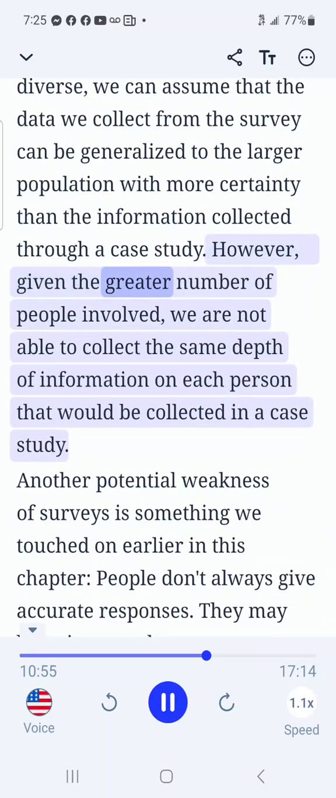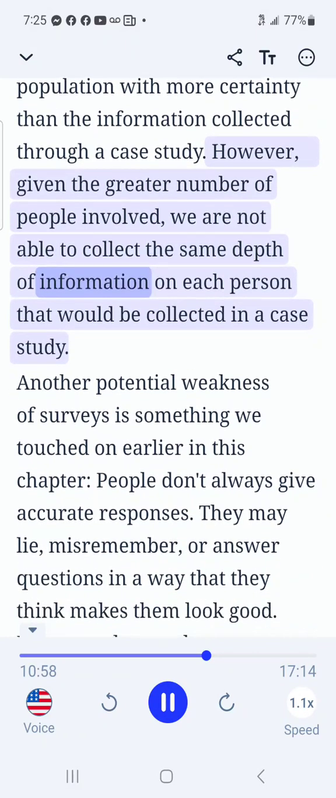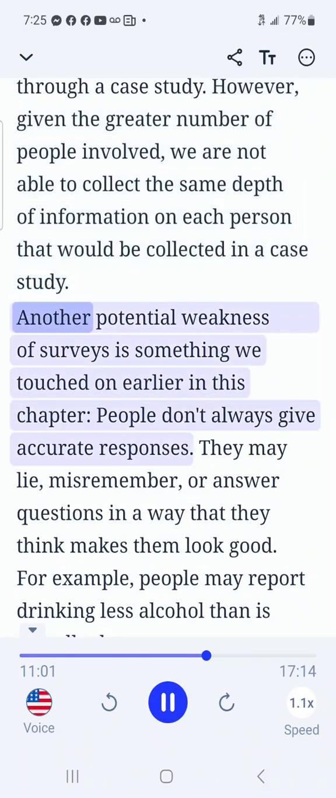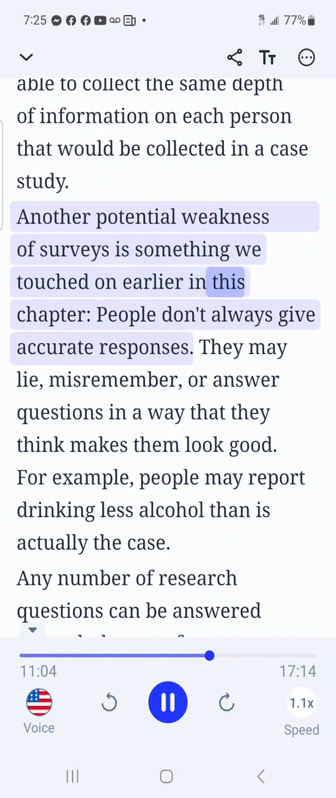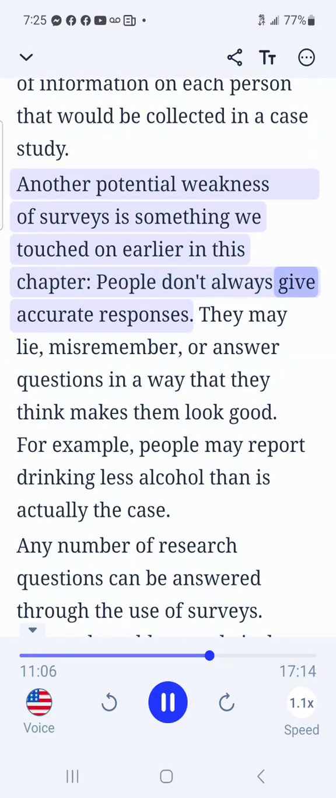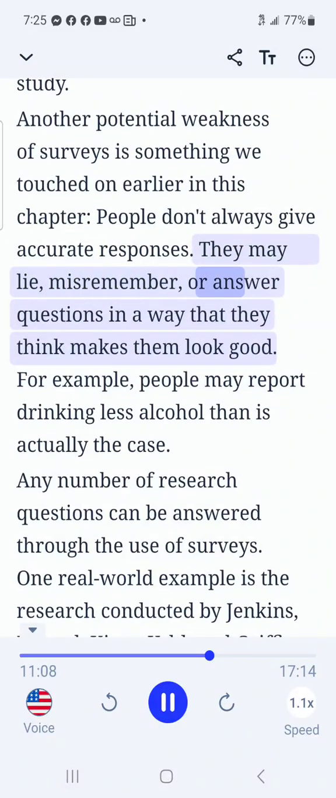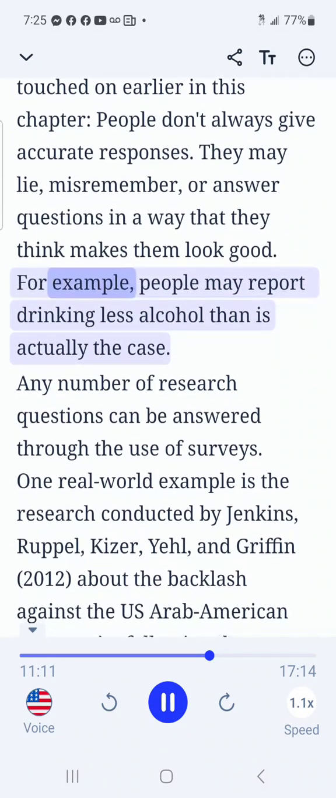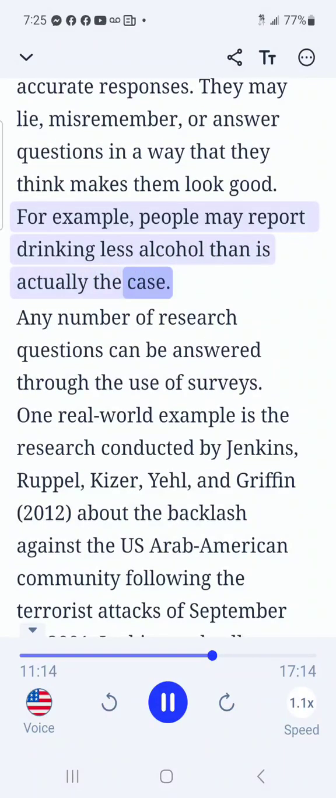However, given the greater number of people involved, we are not able to collect the same depth of information on each person that would be collected in a case study. Another potential weakness of surveys is something we touched on earlier in this chapter. People don't always give accurate responses. They may lie, misremember, or answer questions in a way that they think makes them look good. For example, people may report drinking less alcohol than is actually the case.